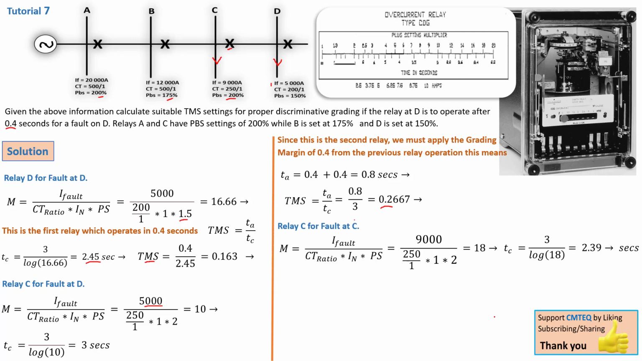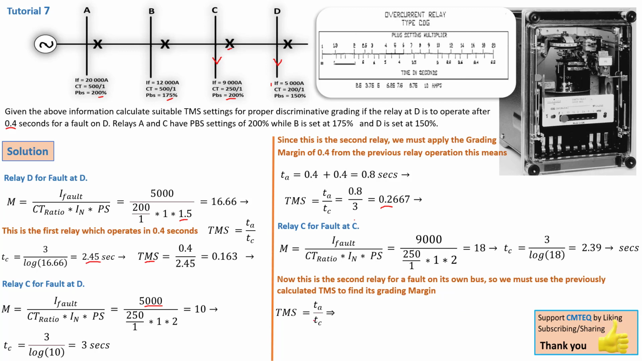That's a difference. Now to get that actual time, we have to use the TC that we just calculated with the TMS formula, using the previously calculated TMS and the TC to calculate that actual time. Since TMS is TA over TC, we can make TA the subject of this formula, so TA will be TC times TMS, and replacing that's going to give us 2.39 times 0.2667. And from here we can clearly see that TA is equal to 0.637 seconds.